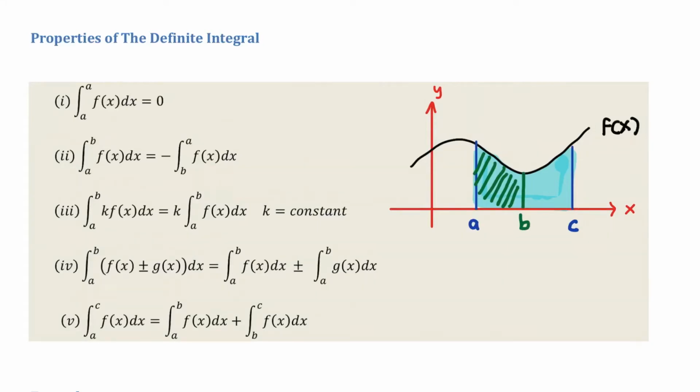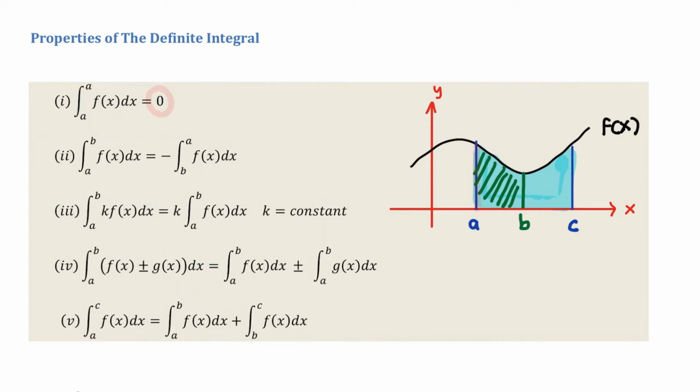Okay, in this video, I'm going to discuss the properties of the definite integral. So now let's look at the first one. If you are given the integral with the limit from a to a of the function f(x), this will give you 0. Why? Because if you have, let's say, from a to a, you have only a single line. A single line doesn't give you any area. So that's why you have a 0 area.